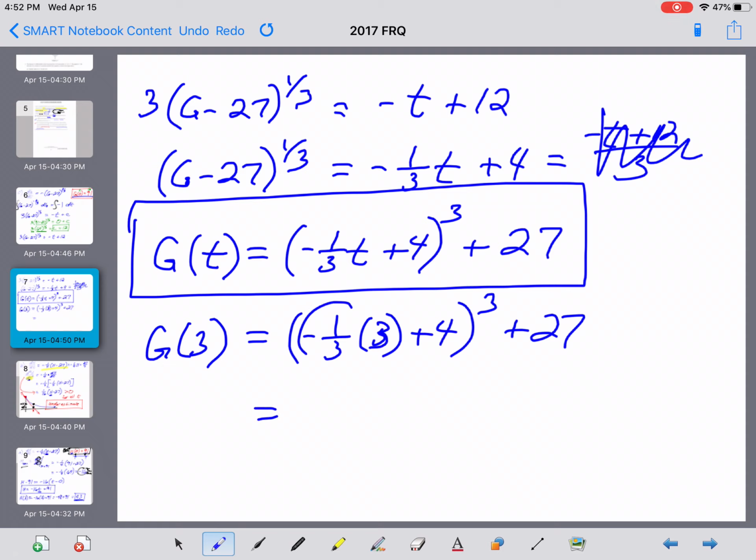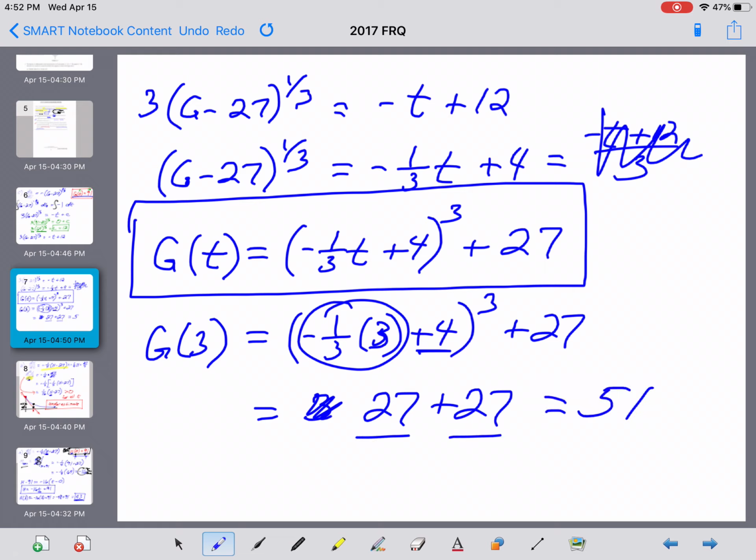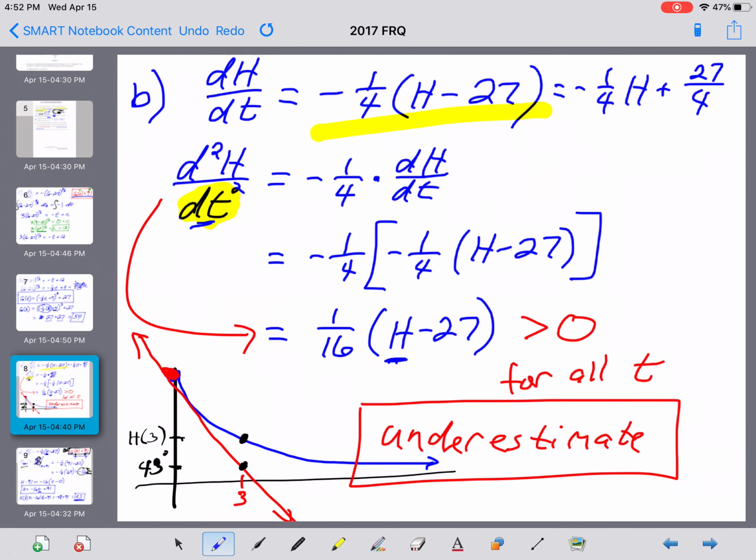So where are we, guys? All of that is a negative 1, plus 4 is 3, 3 cubed is 27, and adding the other 27 to that, I think that's just a coincidence that those numbers ended up being exactly the same. We get 54 degrees now for the temperature of that potato. Again, we don't know if that answer is right or not, but the 43 was the estimate we came up with before, and we knew that it was an underestimate.